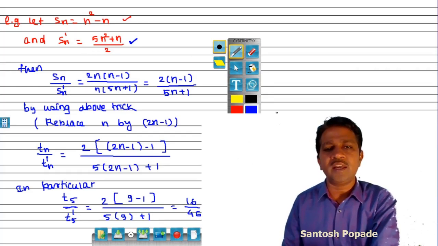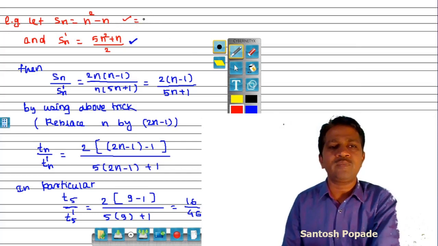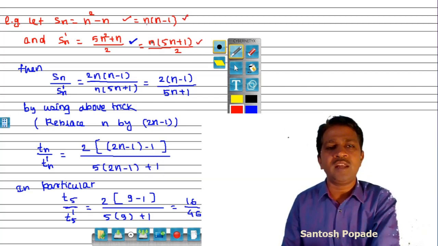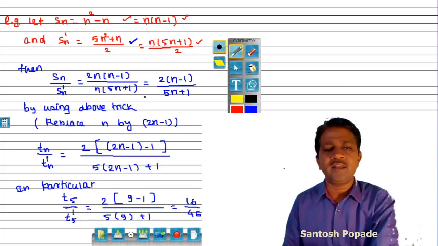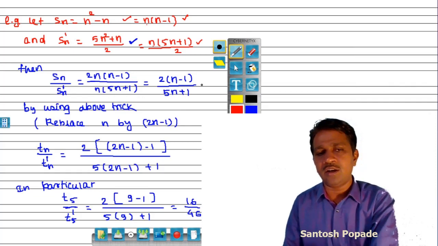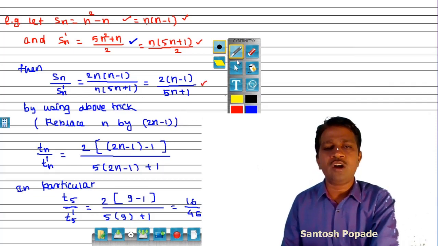Sn in this case I can write as n into bracket n minus 1, and in the second case if I take n as common in the bracket, there remains (5n plus 1) upon 2. And if I take the ratio of these two APs, this n and this n will get cancelled, and we have (n minus 1) upon this term. So I have rewritten like this, and then cancelling n, I got this. This is the ratio of the sum of n terms of the two different APs.